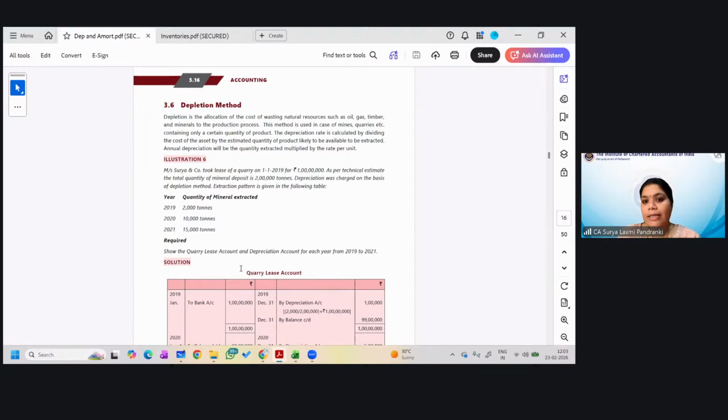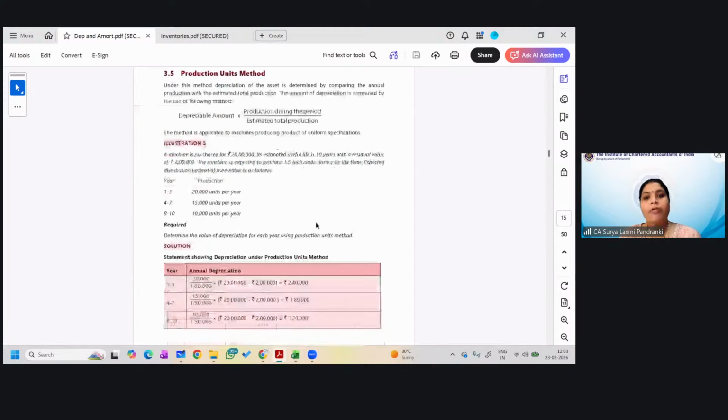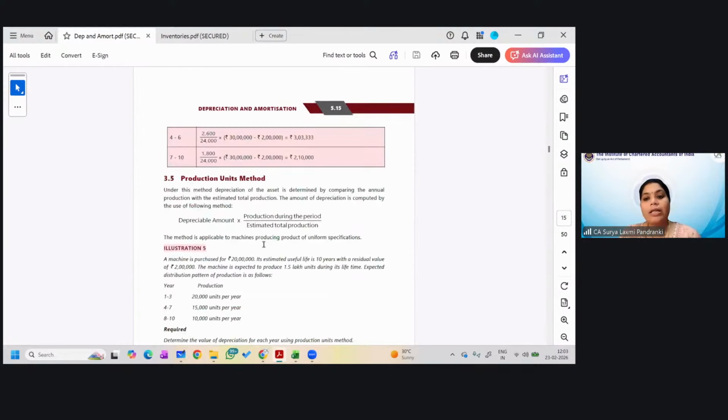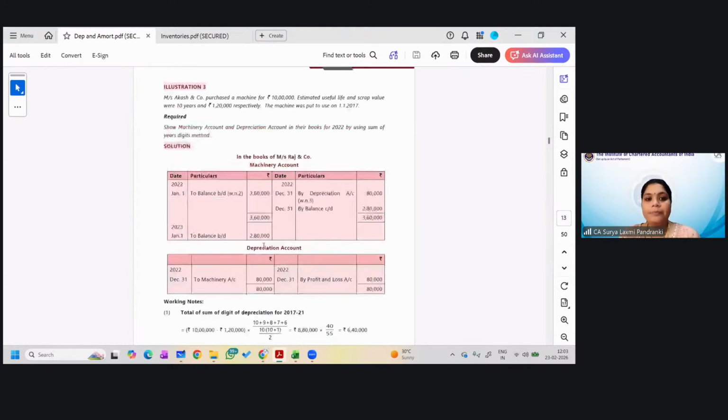Like these mines, quarries and all, you can't use that kind of useful life. You will mostly depend upon the quantity of minerals that are extracted. And for a few assets you will definitely have to use how many units they're producing or how many hours you are using that machinery. So that will make all the difference, right?